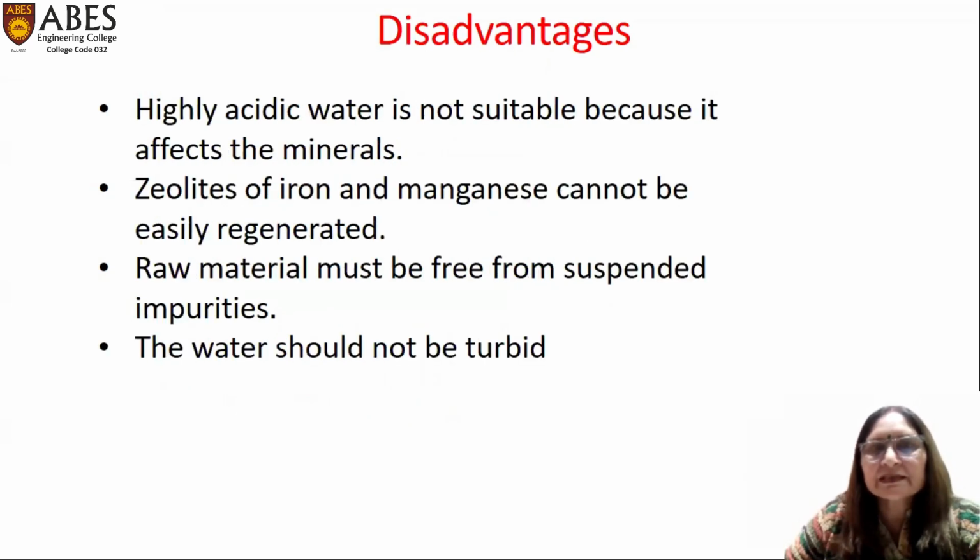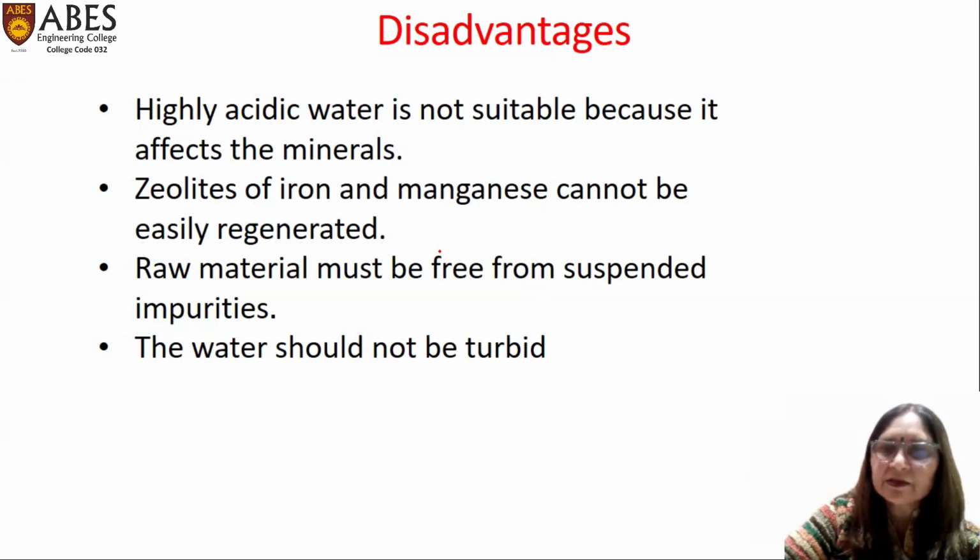Now I am going to discuss the disadvantages. This process removes only the cations, not the anions. Highly acidic water is not suitable because it affects the mineral, because zeolite is a naturally occurring mineral. Zeolites of iron and manganese cannot be easily regenerated. Water should not be turbid, otherwise it will block the zeolite pores. And water should not be hot, otherwise the zeolite bed will dissolve in it. These are the disadvantages of the zeolite process, or you can say the permutit process.